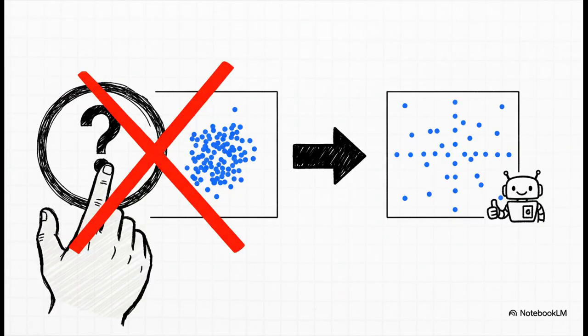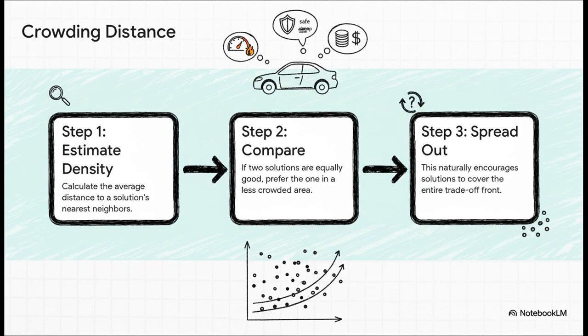And finally, they had to get rid of that frustrating magic number you needed to guess to get a good spread of solutions. The whole point was to find a way for the algorithm to encourage variety all by itself, automatically. The solution here was this really cool idea called crowding distance. It's basically a way of giving each solution a little bit of personal space.